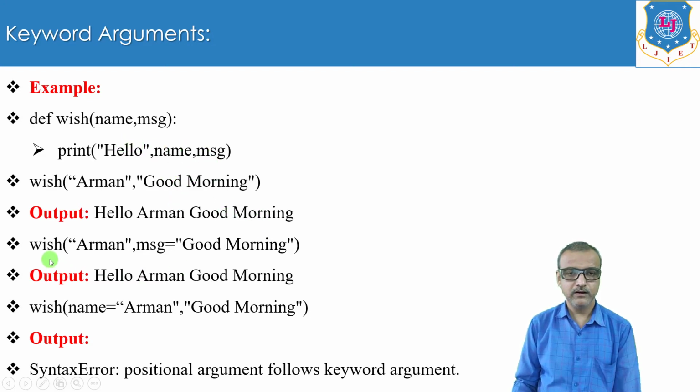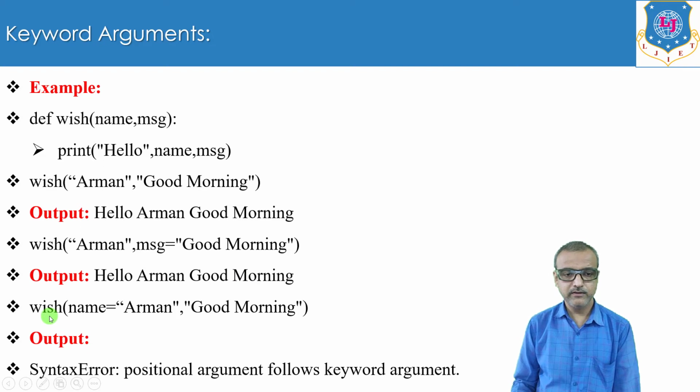Now again we are calling the wish function over here, wish Arman message equals to good morning. So Arman will be assigned to name and message will be assigned to good morning. So what will be the output in this case? That is hello Arman, good morning.